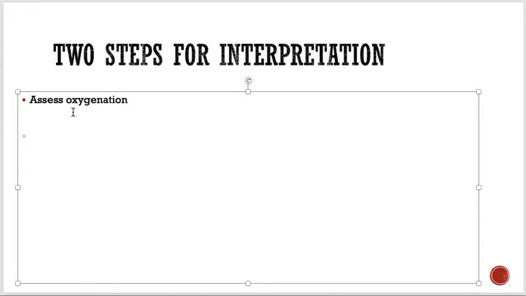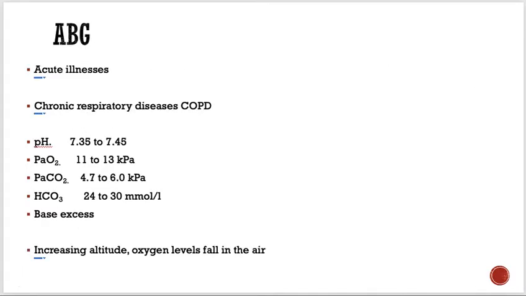And the second step is to assess the acid base status. So now we know how we can assess the oxygen. If you see over here, I told you the normal values, right? This one. So the normal value is between 11 to 30, and remember, this value is for patients who are breathing at the room air.